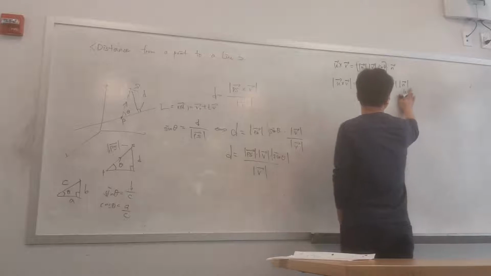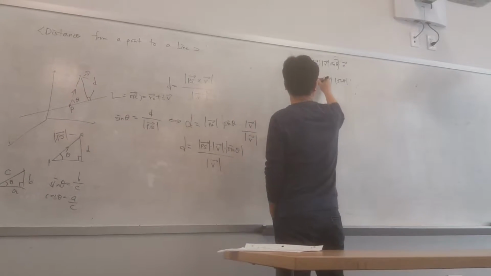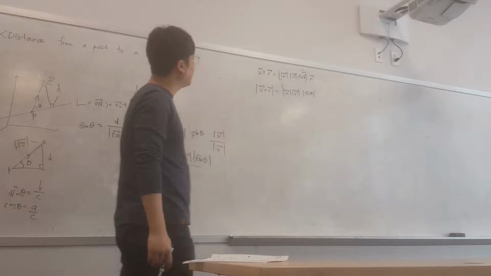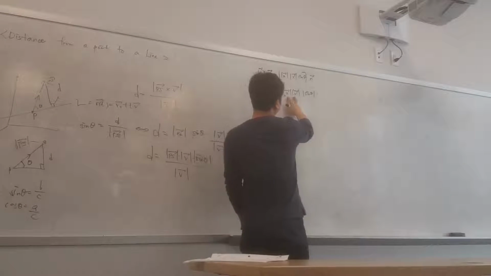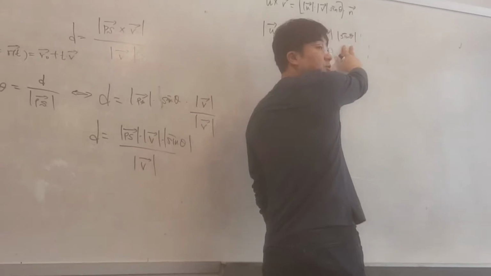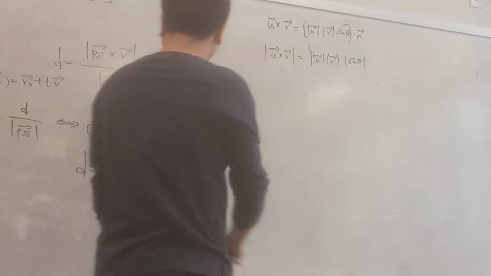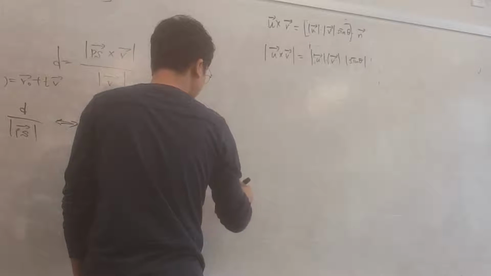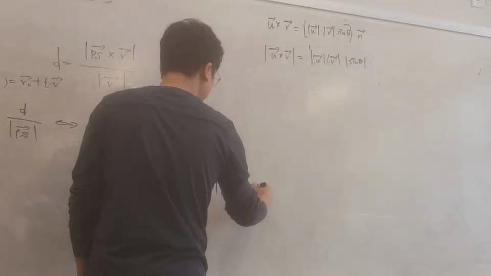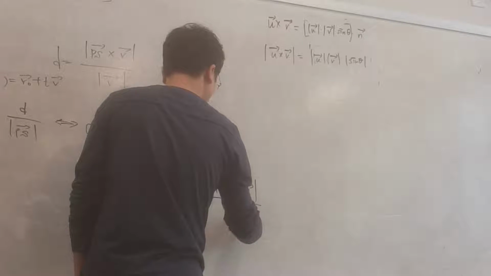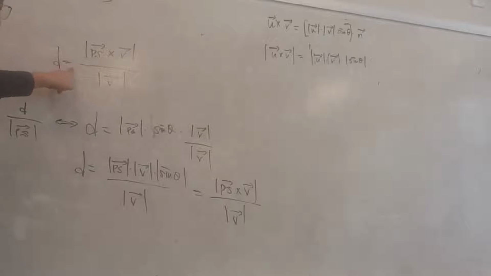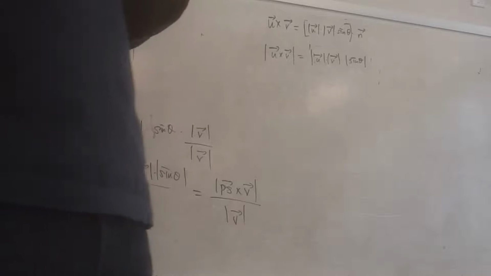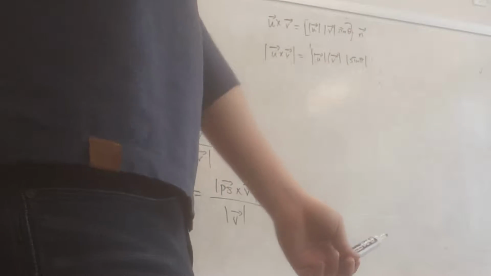So let me erase this part. This is what we have now. The length of the cross product will be each length product times the absolute value of sine theta. So this can be changed to the cross product lengths. So we have the length of PS cross V vector over the length of V. This is exactly the same as my formula. So we can derive the distance using the right triangle, sine and cosine, and using the vectors.